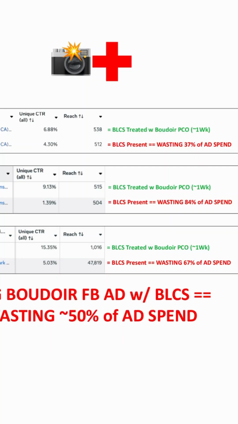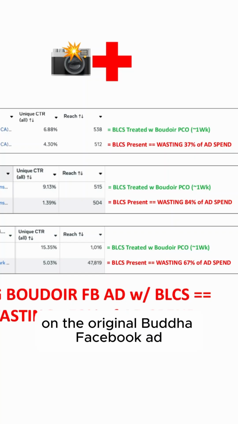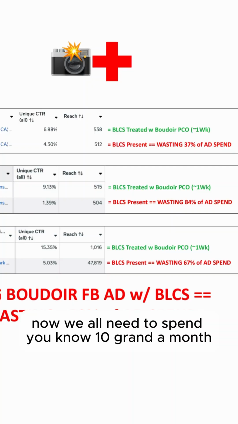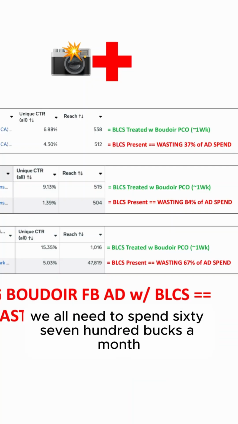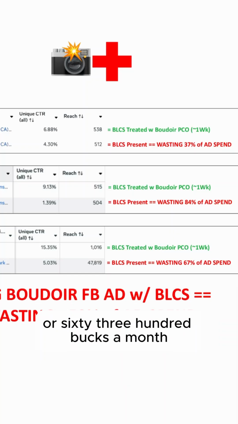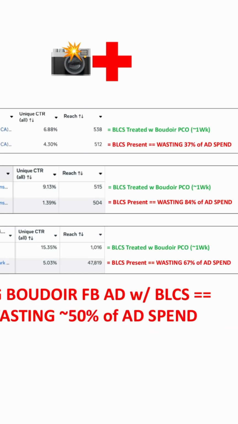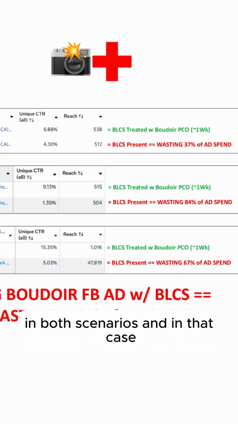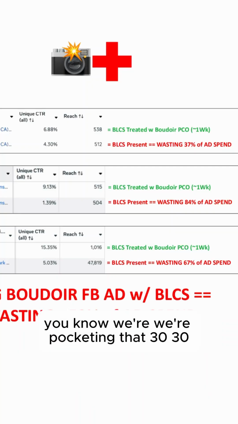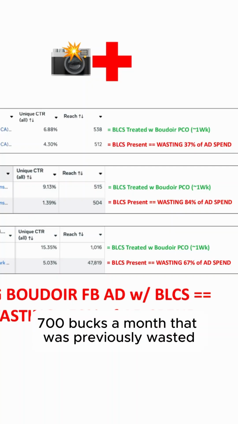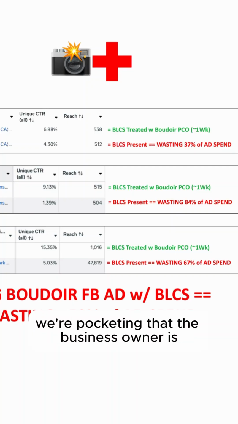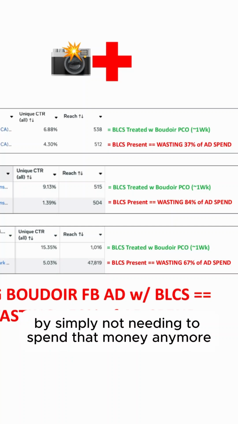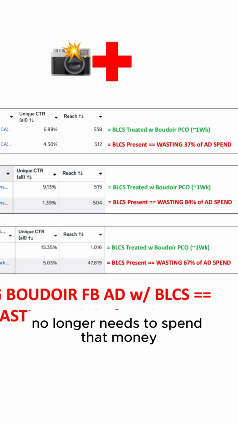So say they're spending 10 grand a month on the original Boudoir Facebook ad. Now we only need to spend $6,300 a month on the Boudoir Pico treated ad to get our ads into the same number of women's brains in both scenarios. And in that case, we're pocketing the $3,700 a month that was previously wasted. The business owner pockets that by simply not needing to spend that money anymore.